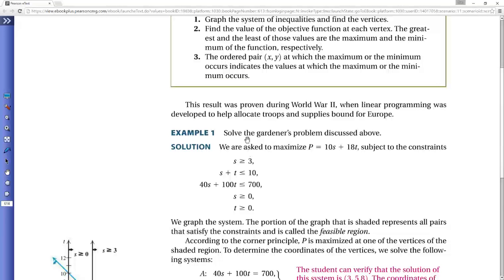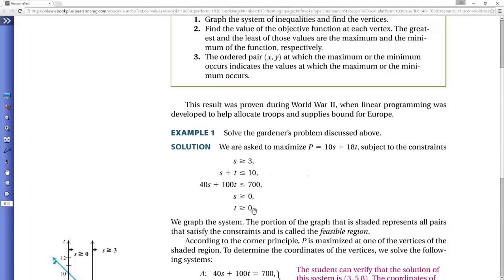So example 1, we take this gardener's problem discussed above with those constraints. Here's that equation, and P equals 10S, which is the profit from shrubs, $10 per shrub, plus 18T, which is $18 per tree.